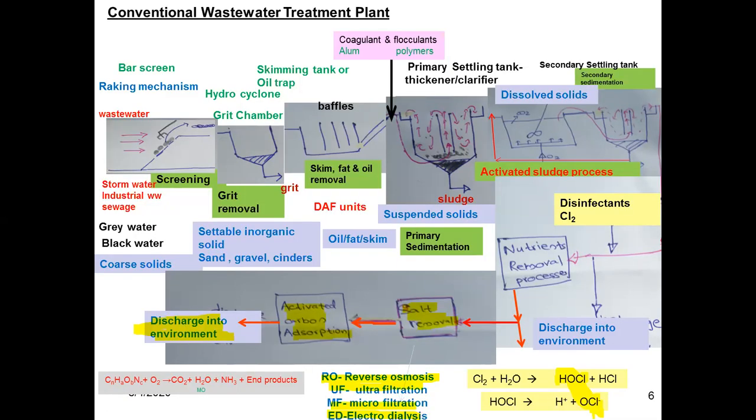So this is the typical unit operations and unit processes available in a conventional wastewater treatment plant. So students, you have to remember this. You should be able to draw this diagram also. Usually in the exam you are asked to draw the conventional wastewater treatment plant, and also you have to write the purpose of having each unit process or unit operation.